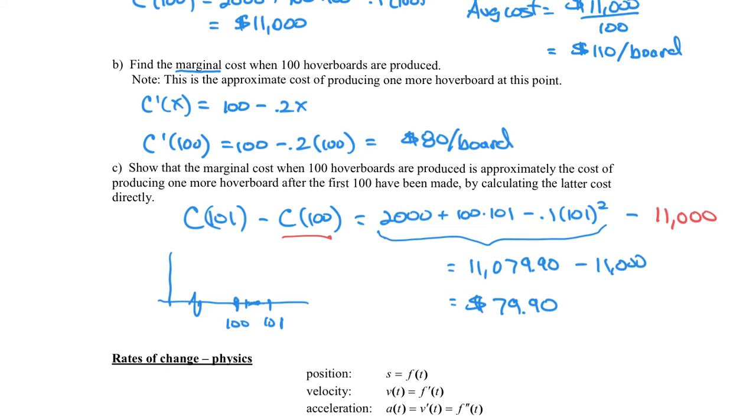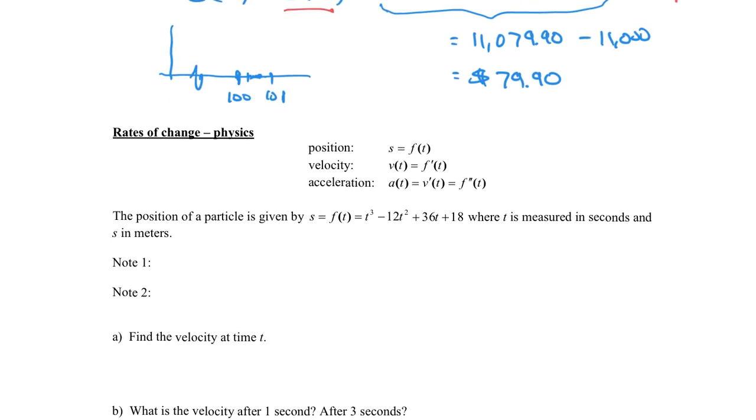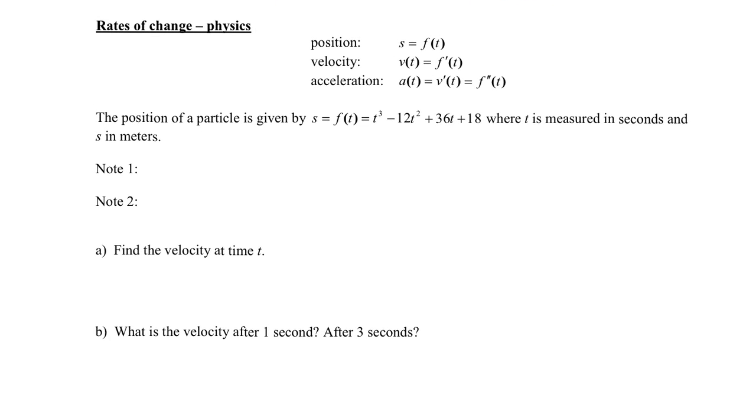Let's take a look at this application from physics. We're talking about rates of change. Something we've mentioned before is that if you have a position function and you're interested in finding how fast position is changing with respect to time, you have velocity. Here's the position function, f of t. Velocity is the derivative of the position function, f prime of t. And then acceleration is the second derivative of the position function, or the derivative of the velocity function.